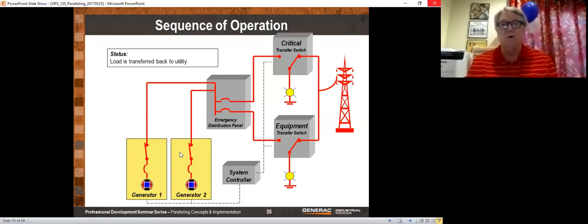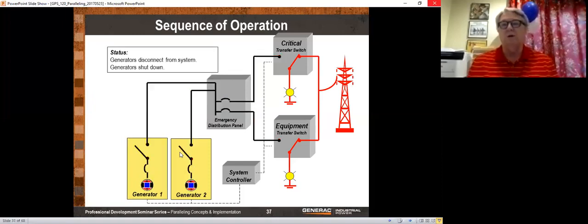At this point, we go into our generator cool down, let the generators cool down, let's say 5 or 10 minutes, and then we will go ahead and open those generators. And we're back to where we started. Now, I told you that the purpose of all this parallel generator things is mainly redundancy. So you may be looking at this and saying, okay, I've got redundant generators, but what about that system controller there? Why is that system controller there?